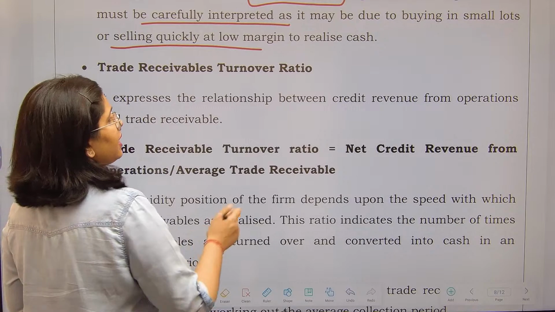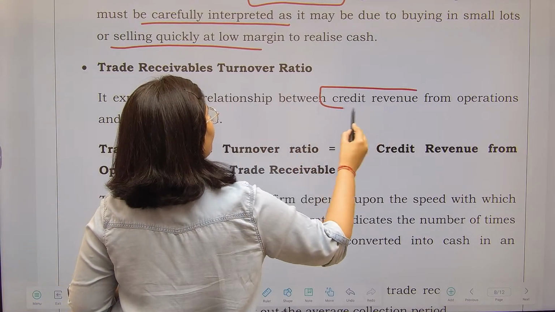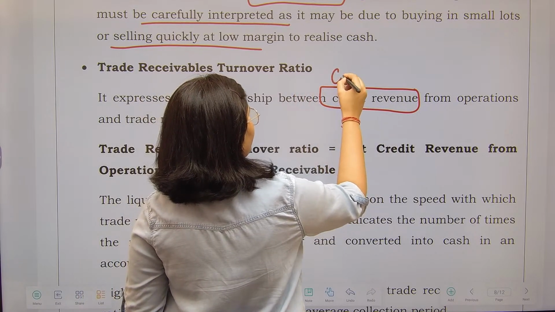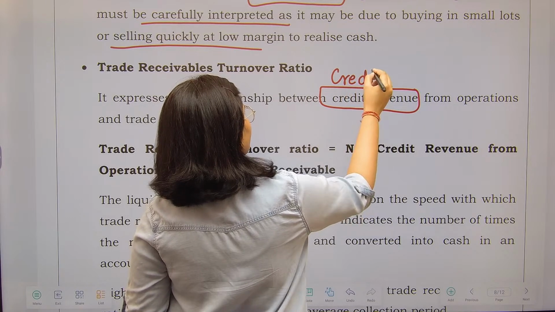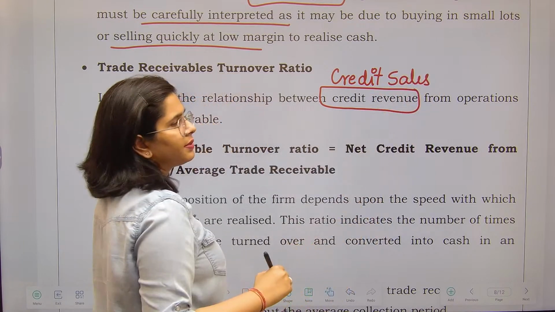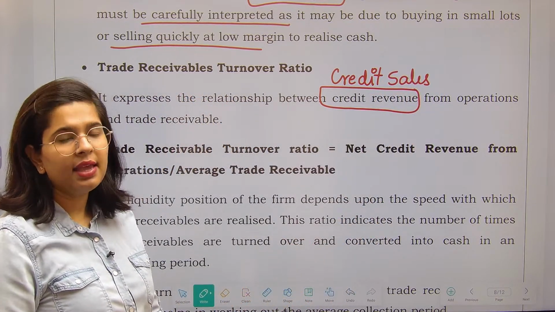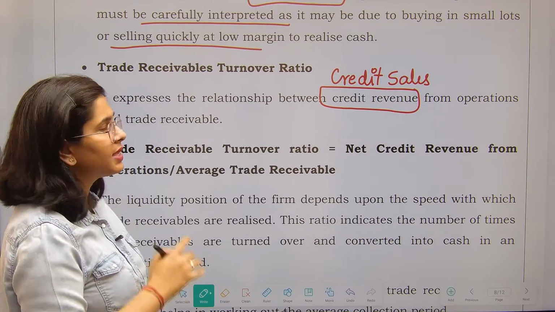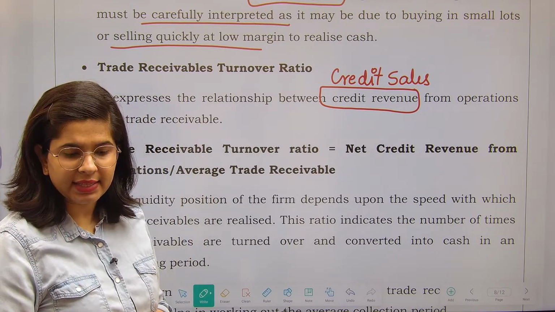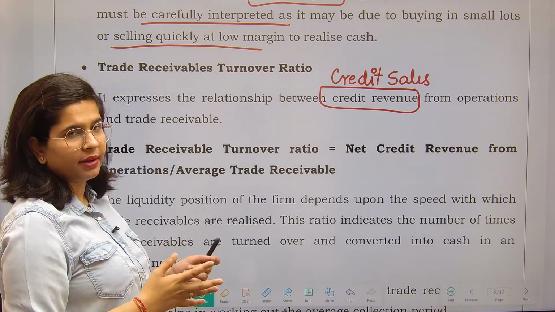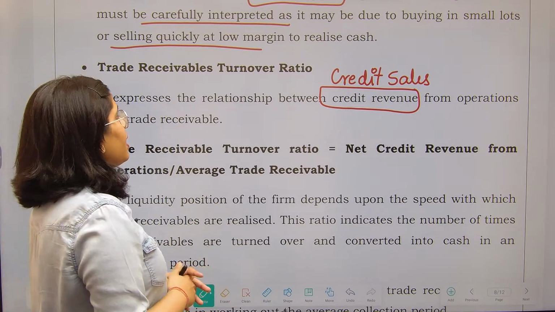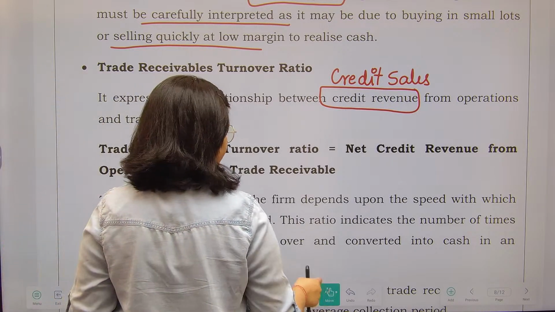See, it expresses the relationship between the credit revenue. Obviously, for calculating the trade receivables turnover ratio, we have to use credit sales because cash sales have no relation with the debtors. What did I say? For your trade receivables turnover ratio, you have to take into account the credit sales, because ultimately this is what matters. Debtors have arisen because of the credit sales. Fine. So this is how it is calculated.